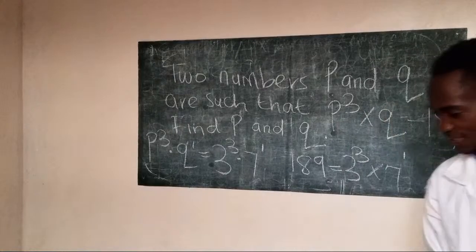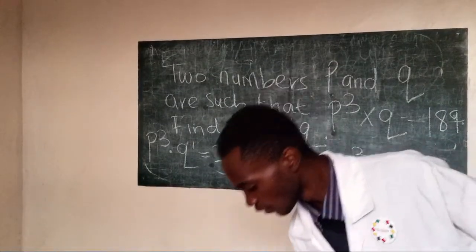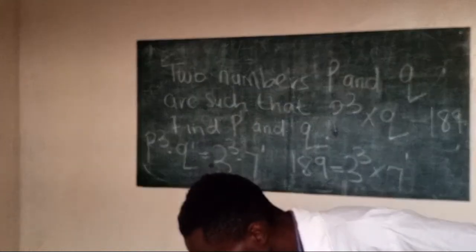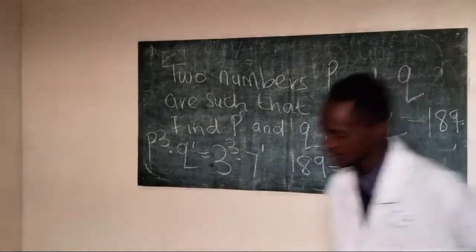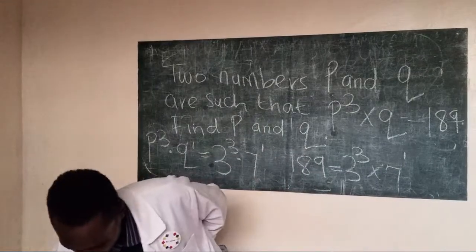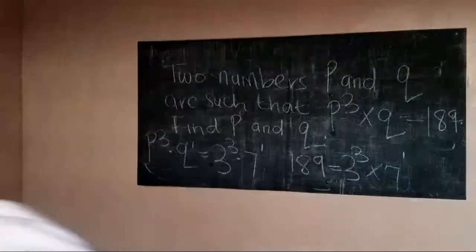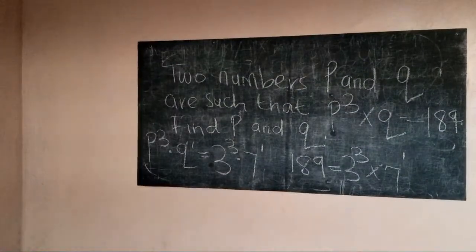Let me see the value of P and Q. P is equal to 7.